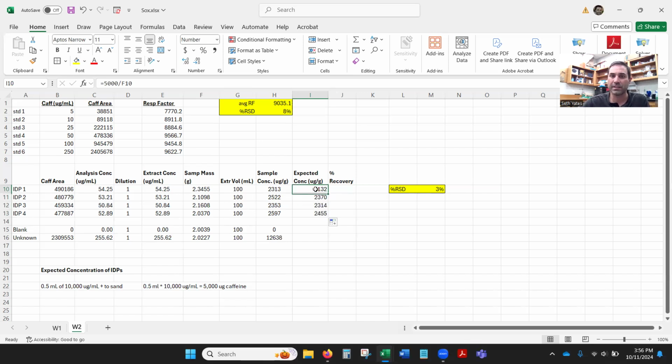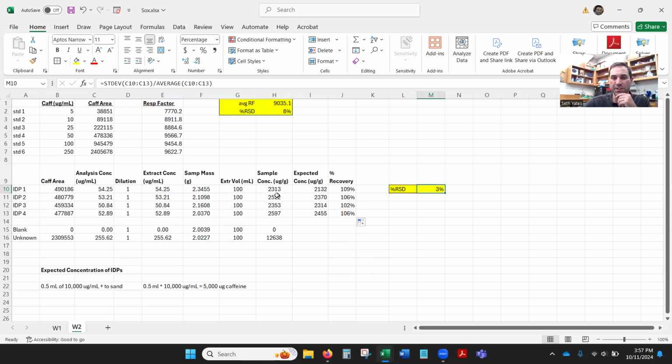I can just bring that down, and then it'll calculate a new expected concentration based on the sample masses. And then percent recovery, I can just calculate here as equals sample concentration divided by expected concentration in percent form. And there you go. Notice the RSDs actually were calculated based on column C. It doesn't really matter. You can calculate the RSD here based on the recoveries, and you should get basically the same number.